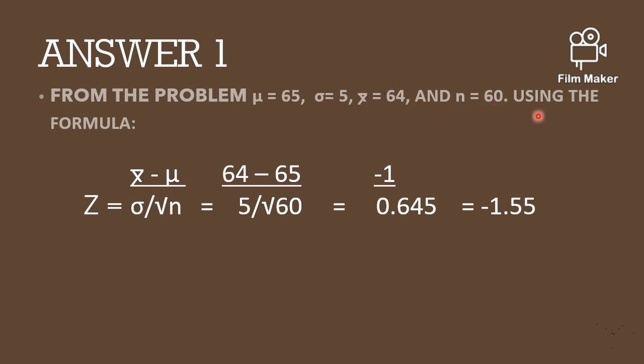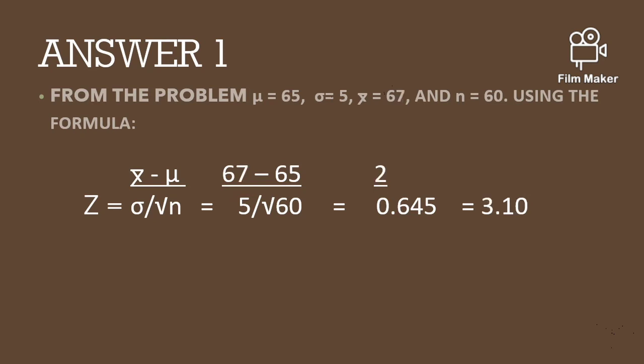So we will use the formula z is equal to x bar minus the mean or the expected value, divided by the standard deviation divided by the square root of n. So 64 minus 65 divided by 5 over square root of 60. So the answer is negative 1 divided by 0.645, and the value of z is negative 1.55. This is for the 64.